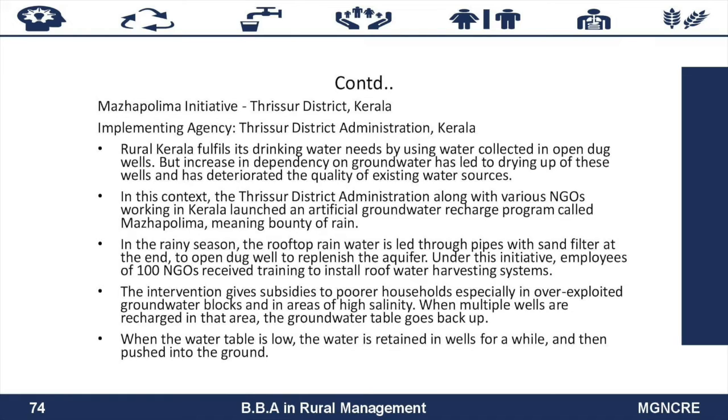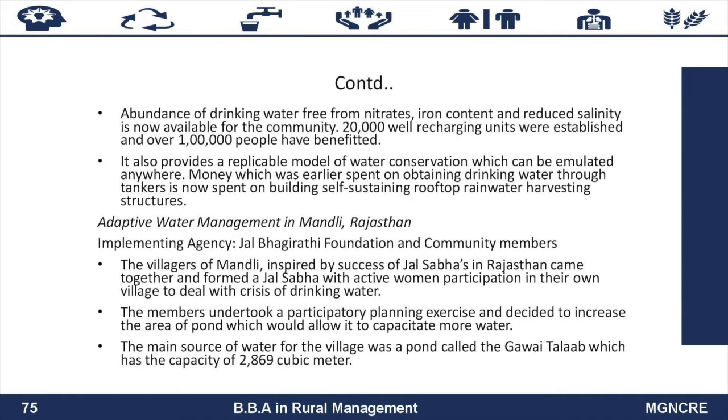Under this initiative, employees of 100 NGOs received training to install roof water harvesting systems. The intervention also gives subsidies to poorer households, especially in overexploited groundwater blocks and in areas of high salinity. When multiple wells are recharged in that area, the groundwater table goes back up. And when the water table is low, the water is retained in wells for a while and then pushed into the ground. So what is the impact of this?